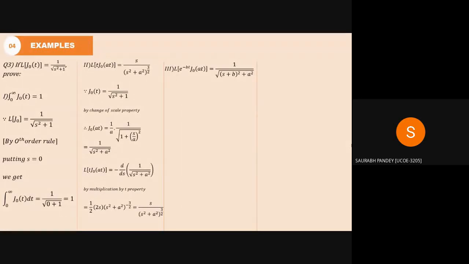Applying just in this one, we just used the zeroth order rule, the scale property, and the multiplication by t property, and we get the proof easily.